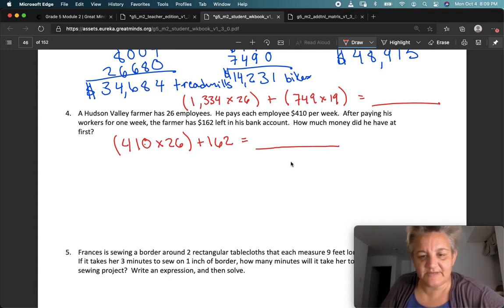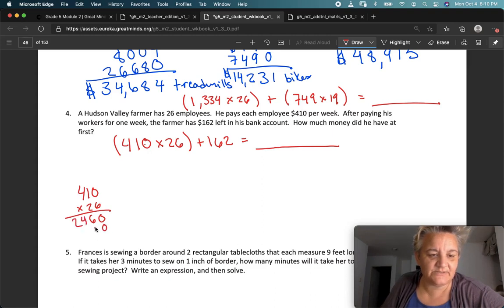So there's our expression. Now I'm going to do that over here. 410 times 26. 6 times 0 is 0. 6 times 1 is 6. 6 times 4 is 24. Now the tens, 2 times 0 is 0. 2 times 1 is 2. 2 times 4 is 8.